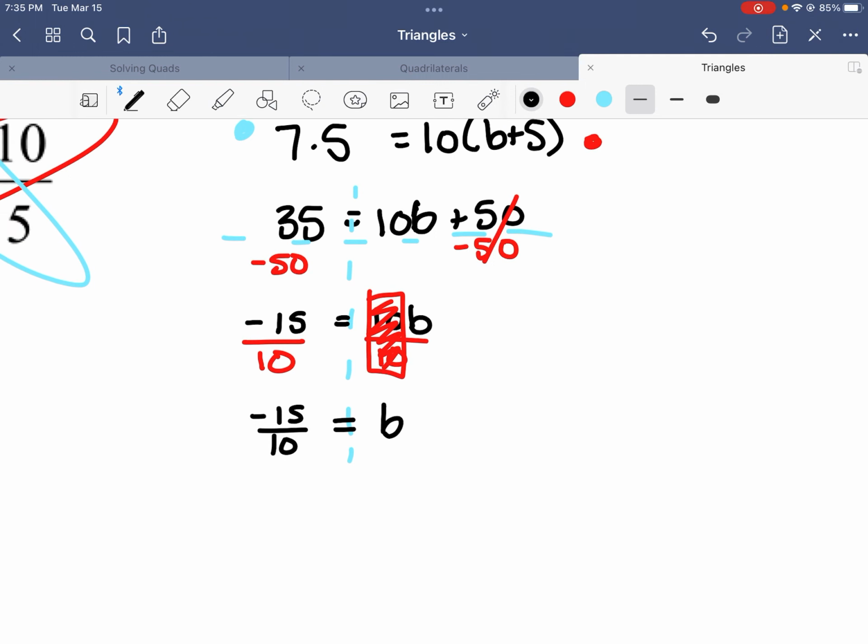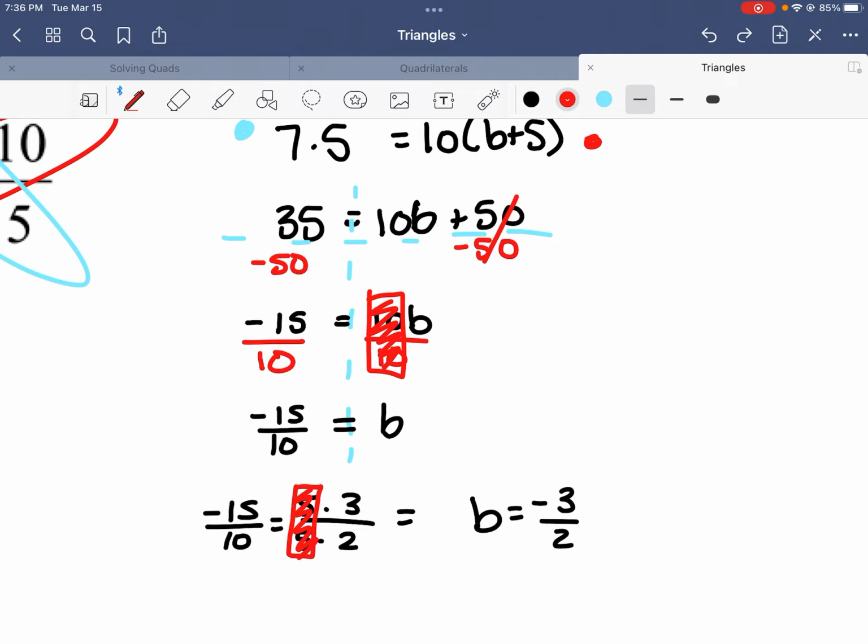But hold up, we're not done because we can simplify our fraction right here. If we notice, negative 15 over 10 is equal to 5 times 3 and 5 times 2. And look, we have another giant 1. So my final answer is b is equal to negative 3 over 2. Don't forget this negative sign right here, you guys. And that is my answer.